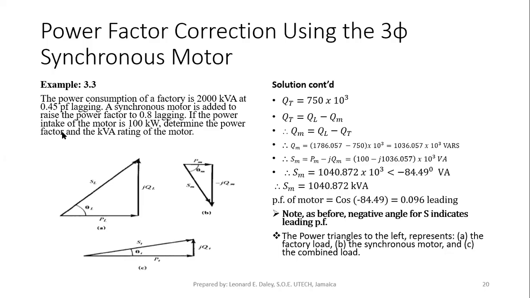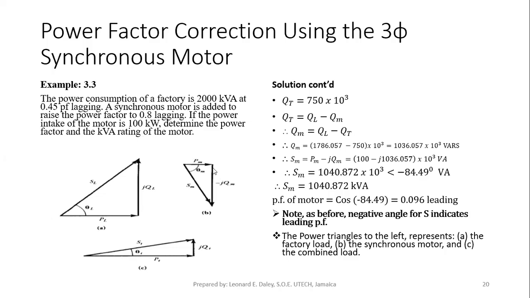All right. Now remember that QT here is actually the resultant of the factory load minus the motor reactive. So the factory reactive power minus the motor's reactive power. Since they are going in different directions, the factory one is lagging, so it is pointing vertically upwards on the J-axis.